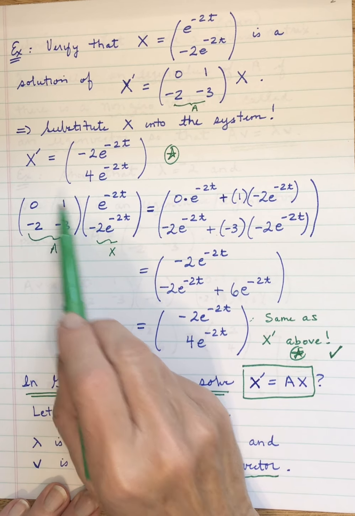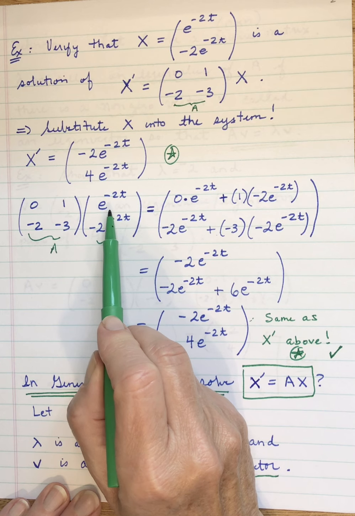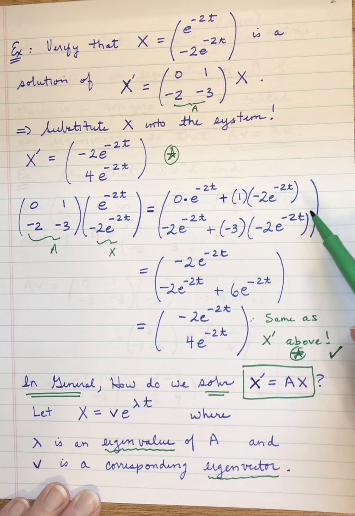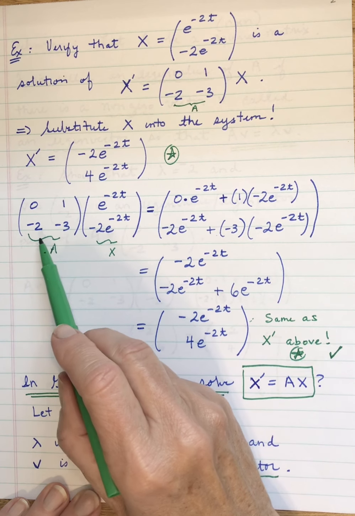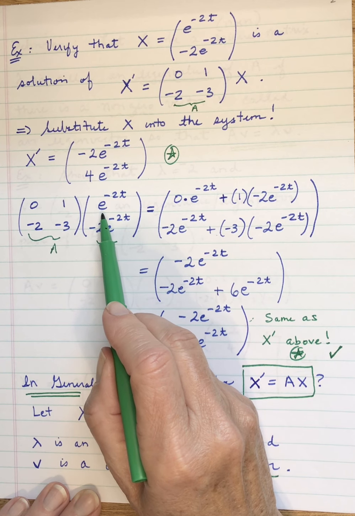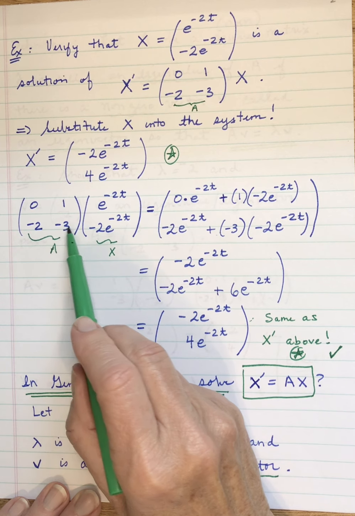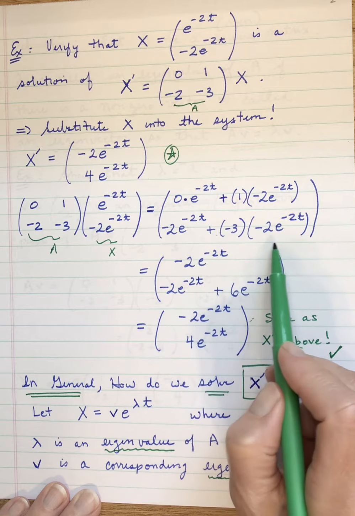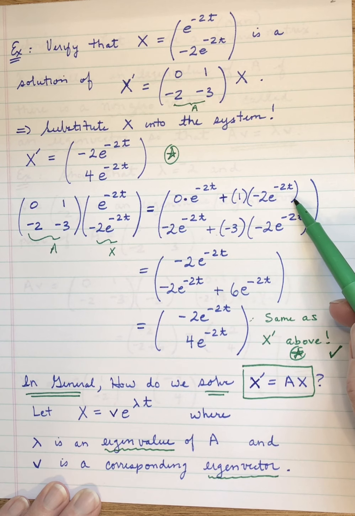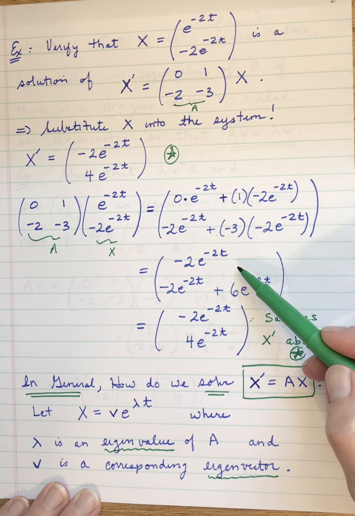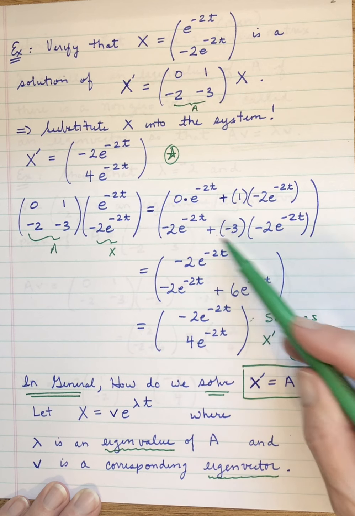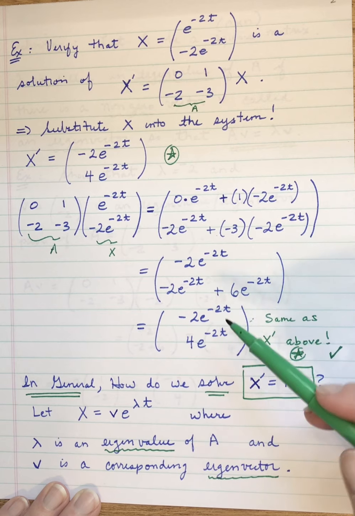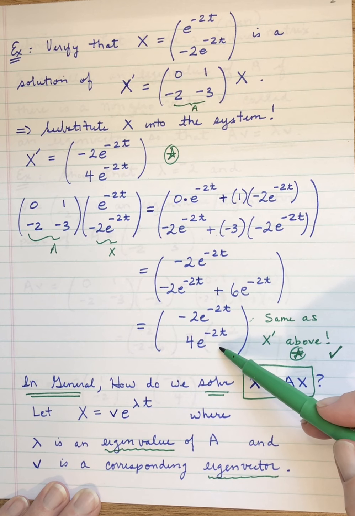Well, we get 0 times e to the minus 2t plus 1 times negative 2 e to the minus 2t. That's what we have here. Minus 2 times e to the minus 2t minus 3 times negative 2 e to the minus 2t. That's what we have here. This just gives us negative 2 e to the minus 2t. This gives us minus 2, and then a plus 6. When we add these two together, we get 4 e to the minus 2t.